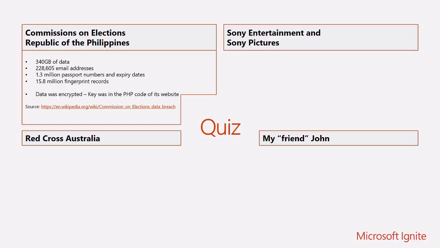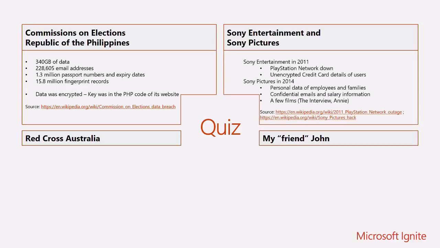Sony got hacked. Probably a lot of us got affected, mainly because the PlayStation Network went down in 2011, which wasn't good over Christmas. There were also some unencrypted credit card details up there, which wasn't good. And Sony Pictures itself got hacked in 2014, and there were a couple of leaks around personal data of employees and families. We had confidential emails and salary information out there, and luckily for us, some films got leaked, which might have been a good idea, or might have been something nice.